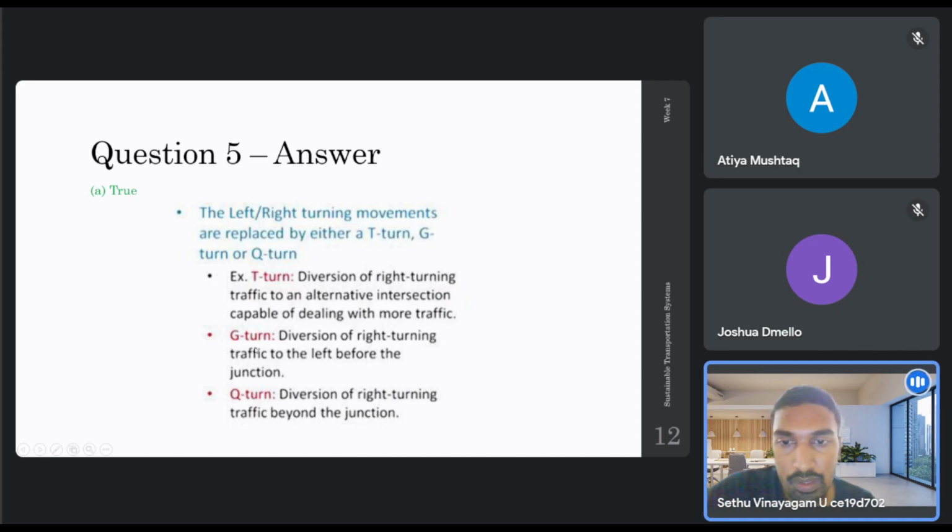And G turn, so instead of making the right turn at a particular intersection, these people will be diverted even before they reach this particular intersection. Whereas in Q turn, they will be diverted after the intersection, so they have to travel a little longer and then will be making this turn, right? So that's a Q turn. So these other movements can be accommodated to reduce the congestion at a particular intersection, right? So this is one of the strategies that could be adopted.